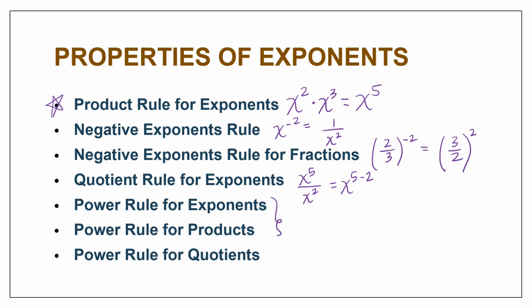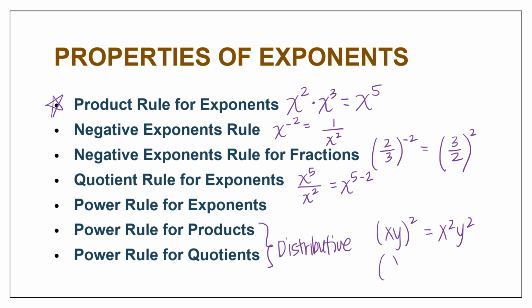These 2 properties, the power rule for exponents and the power rule for products, or excuse me, actually, I didn't mean to group those 2 together. It's the bottom 2 that I wanted to group together. All right, so these 2 are sort of like distributive properties, and it just says that if you have a product inside of parentheses and it's all being raised to a power, then you've got to raise each piece to that power. And then similarly, if you've got a fraction inside of parentheses raised to a power, you've got to raise the numerator to that power and the denominator to that power.